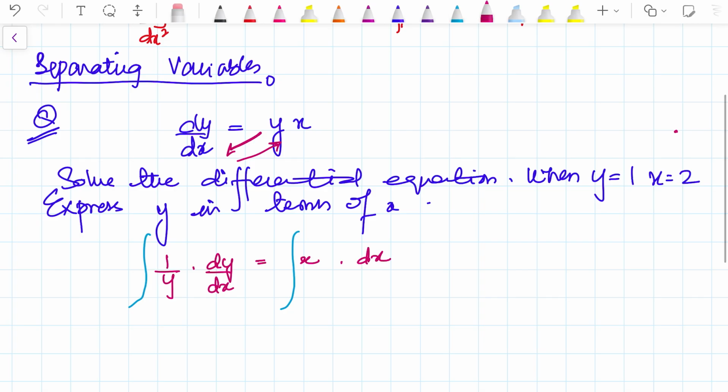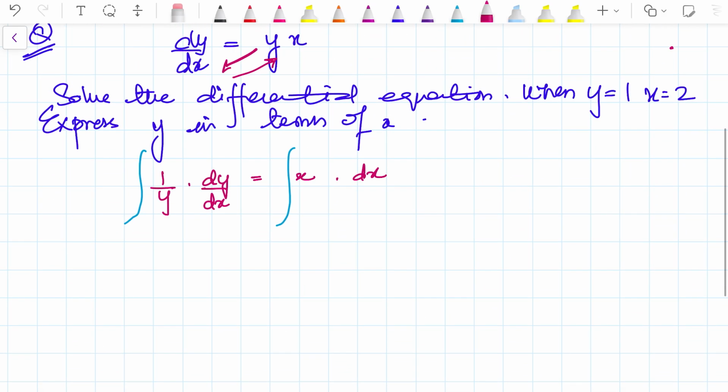So what happens now? 1 upon y. This is integration by recognition, that is, function in the denominator, differential in the numerator. So it becomes ln y. What is the integral of x? Integrate it simply: add 1 to the power and divide by the new power. Plus c. So we write plus c on the right hand side only.